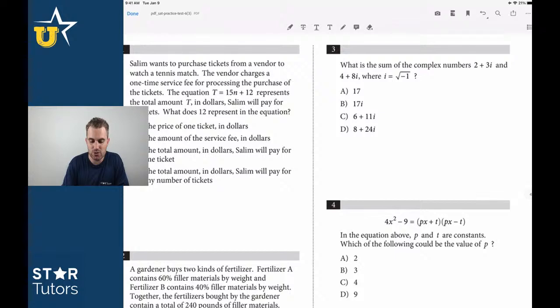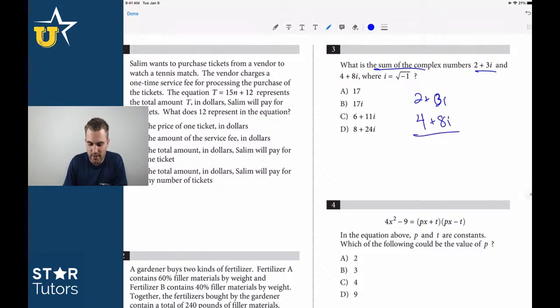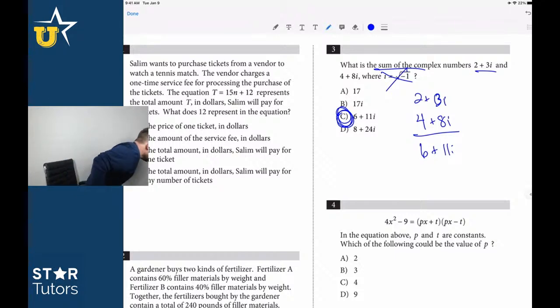Whereas if you know how to do this question, if complex numbers don't throw you off, the sum of complex numbers 2 plus 3i and 4 plus 8i is equal to what? We know that i doesn't apply necessarily unless we get i squared. We just get 6 plus 11i. If we know how to do complex number questions, how little thought did we have on that? Does everybody see the difference between that question and question number 1?